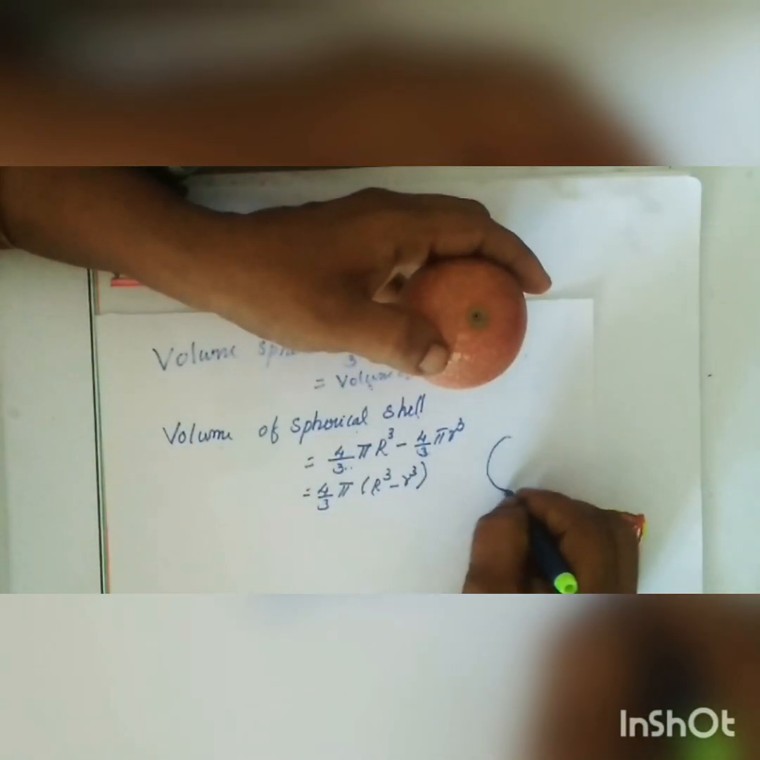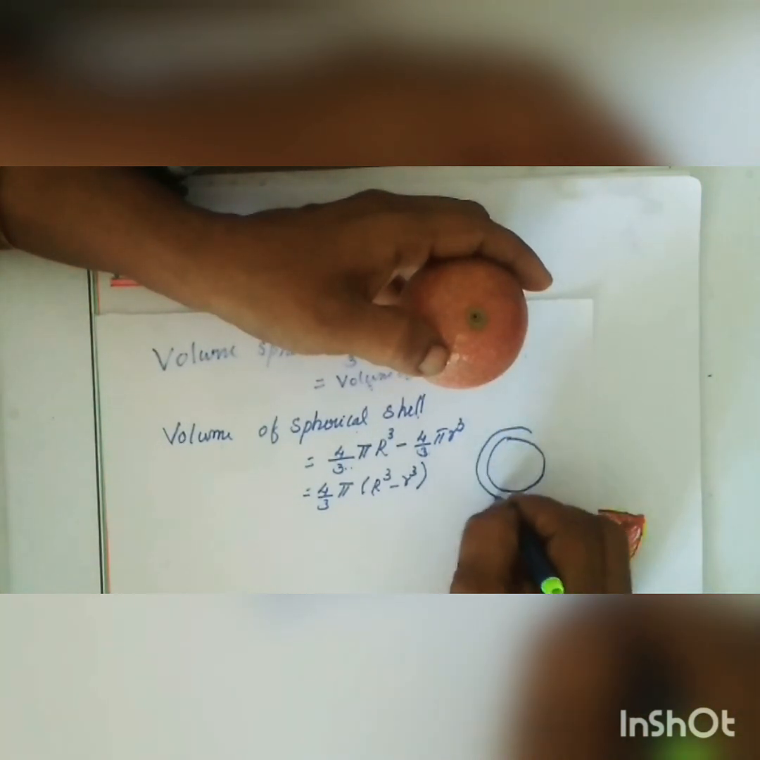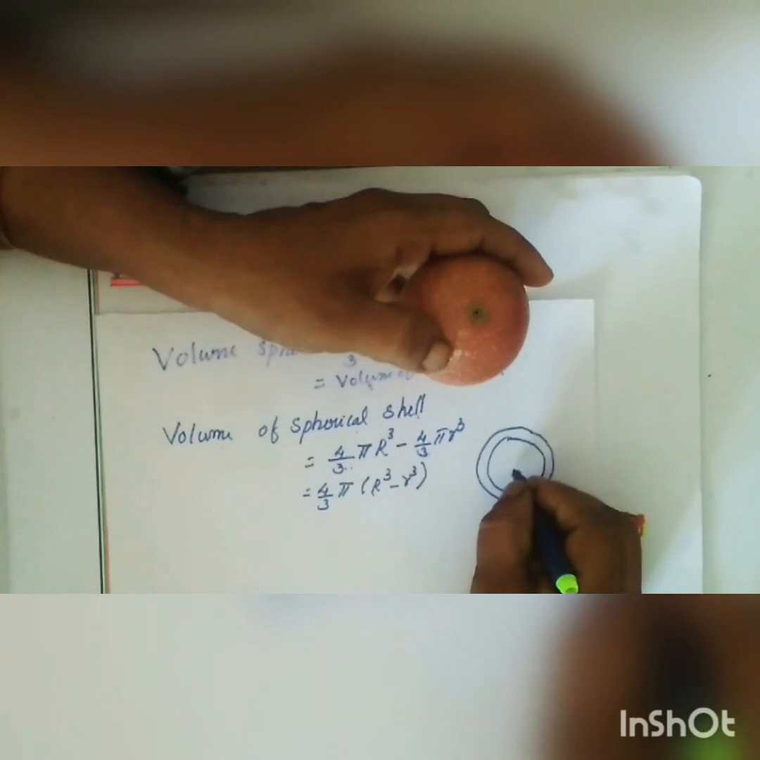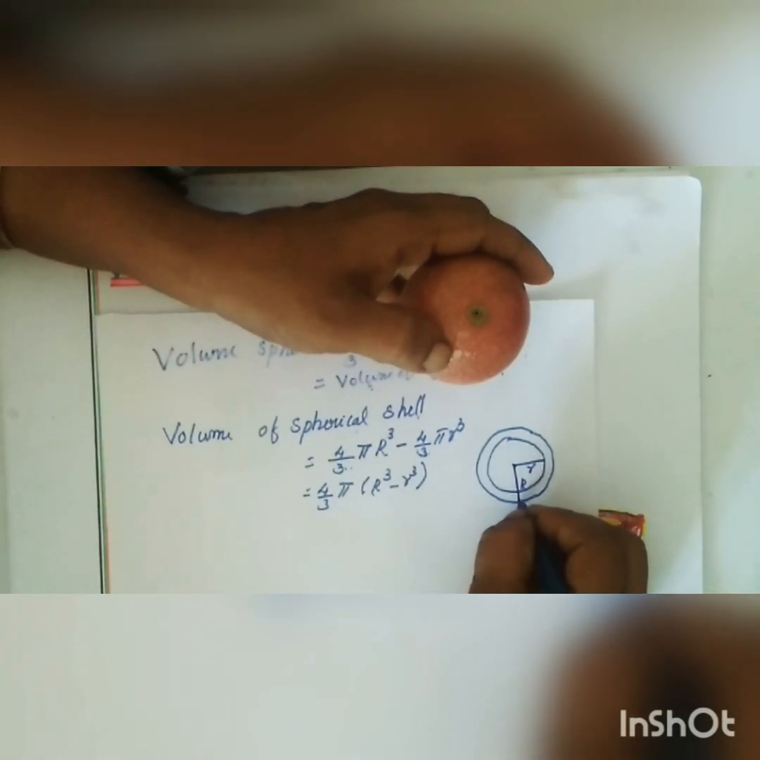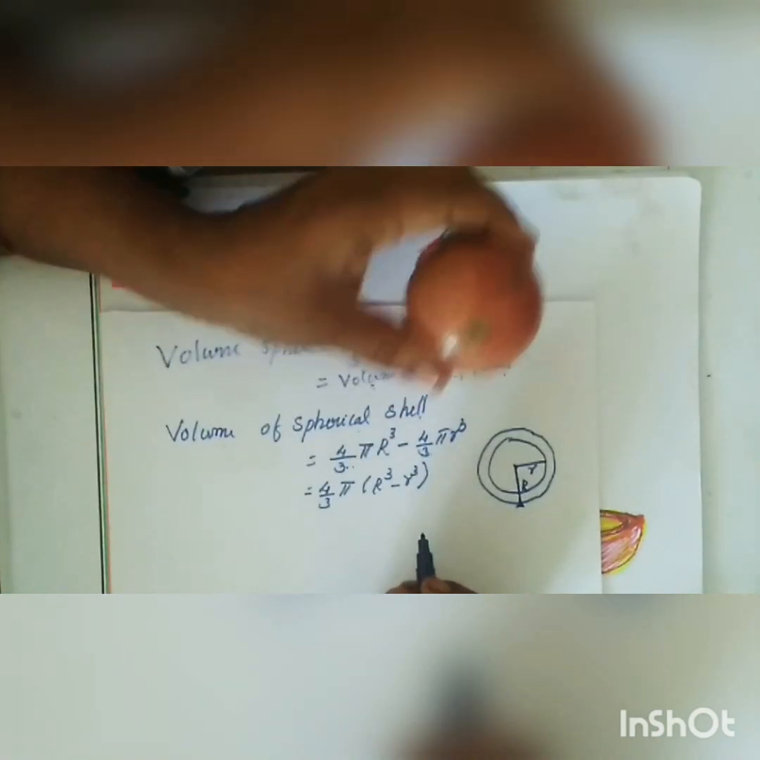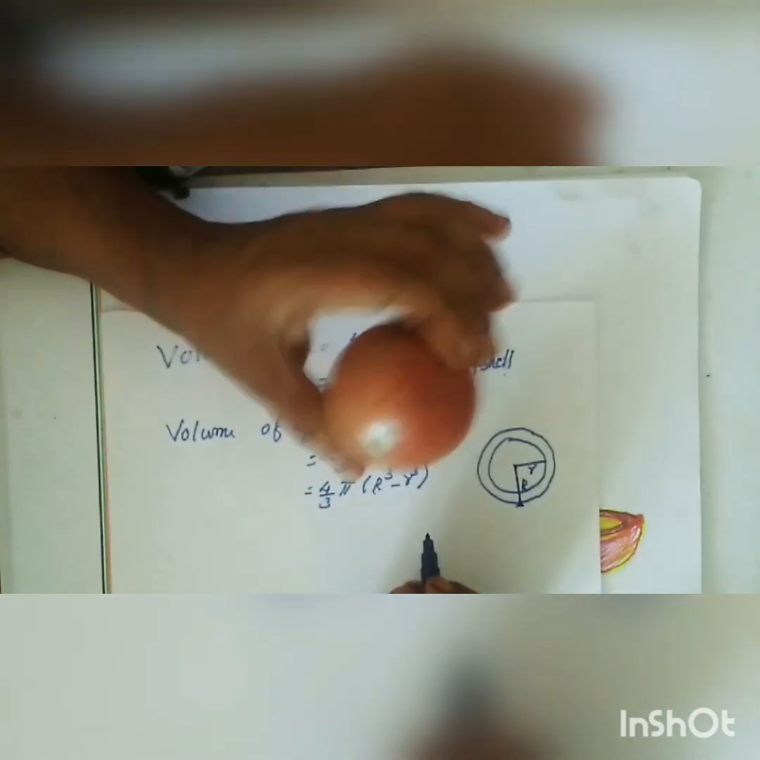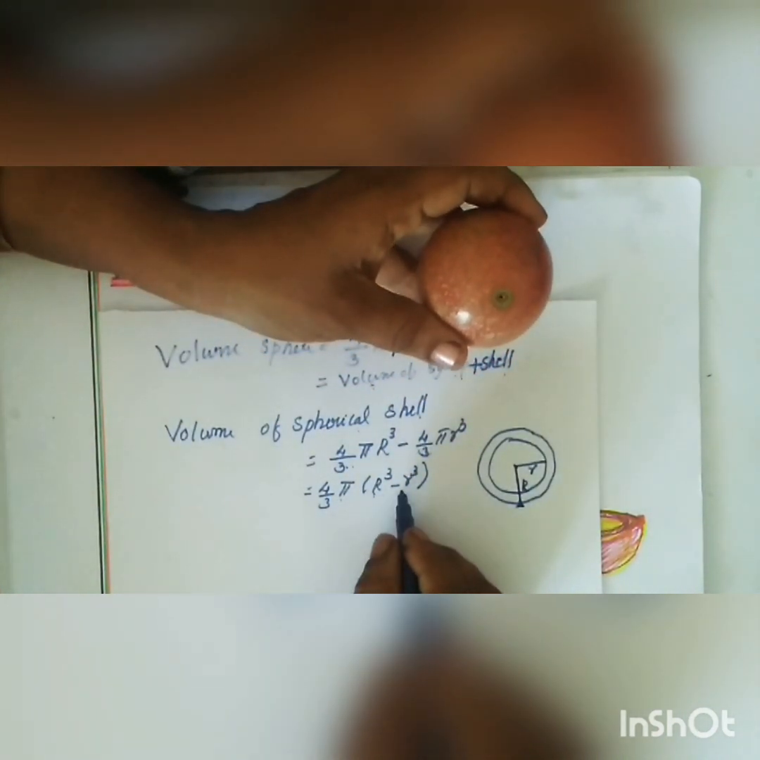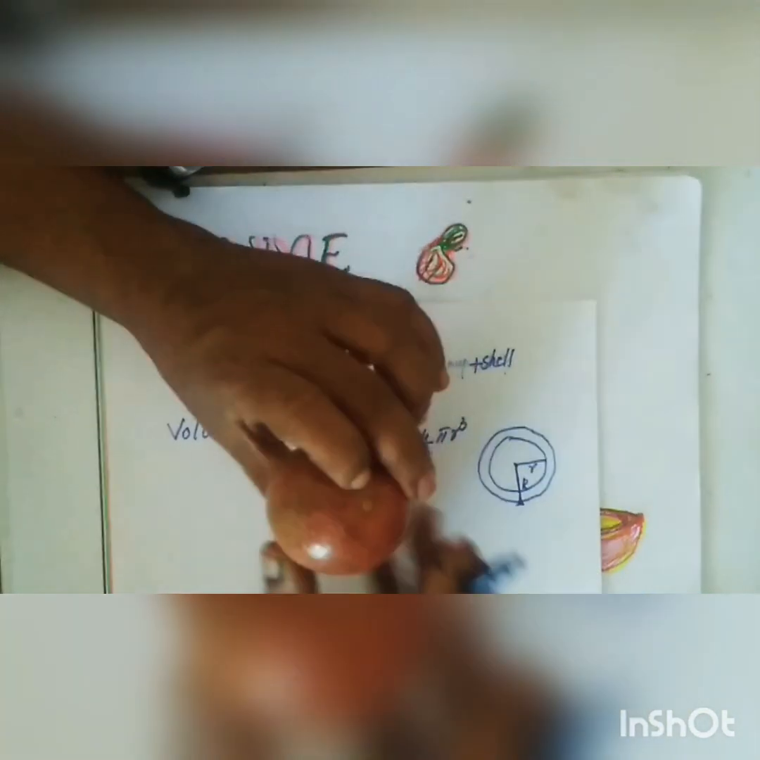Here is a shell, that is the cross section of a spherical shell. Here is R, and the total distance from the center to the outside, that is the circumference, is capital R. Then the volume of this spherical shell without syrup is 4 by 3 pi r cube. It is known as the shell.